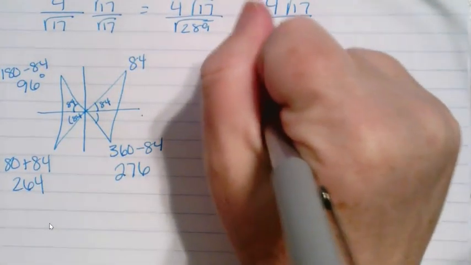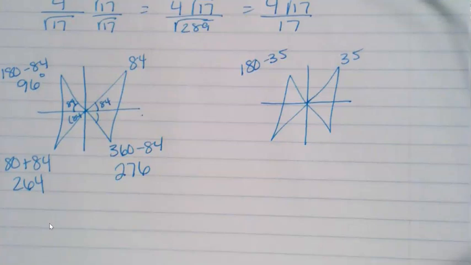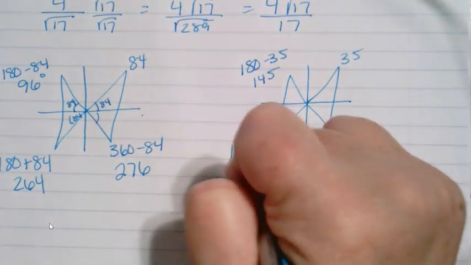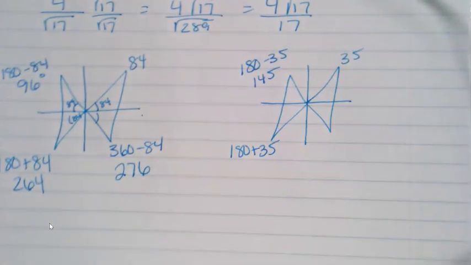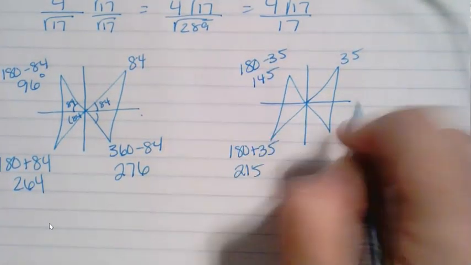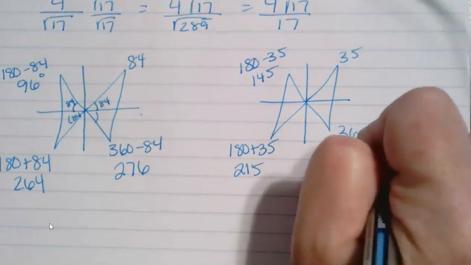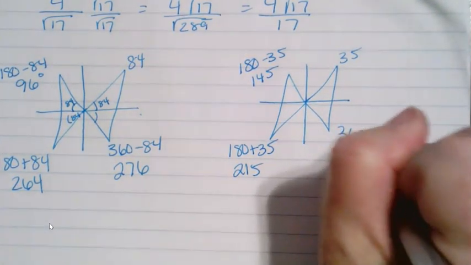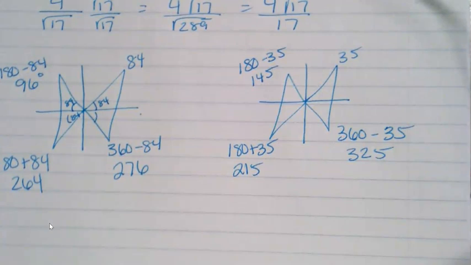So 180 minus 35 is 145. 180 plus 35 is 215. And then 360 minus 35 is 325. Okay. So far, so good.